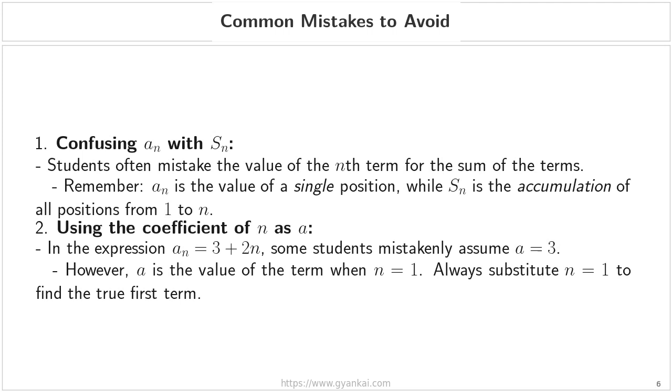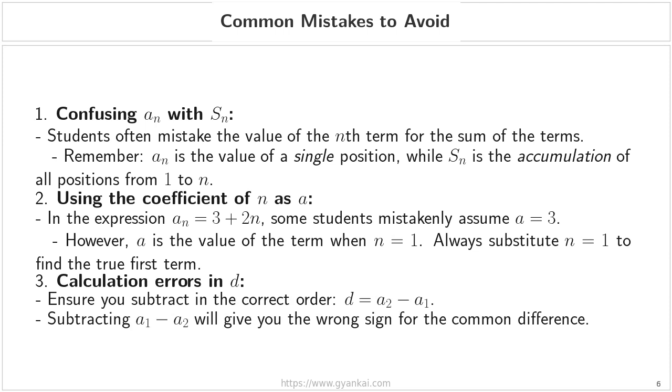Second, be careful not to use the coefficient of n as your first term. For instance, looking back at our first example where a sub n equals 3 plus 2n, some students see that 3 and immediately assume that a equals 3. This is incorrect. As we learned in our step-by-step procedure, the first term is the value of the term specifically when n equals 1. To avoid this error, always make it a habit to substitute n equals 1 into your expression to find the true value of a.